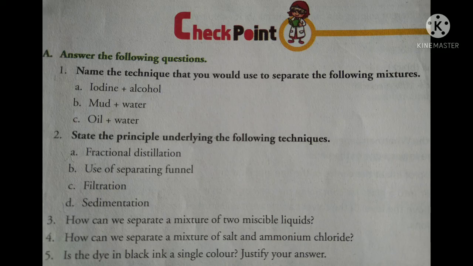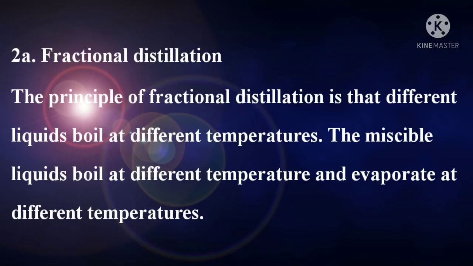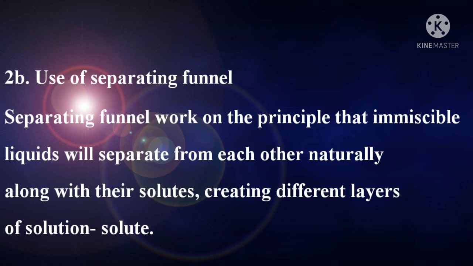Here we have to state the principle underlying the following techniques. So what is the principle? Number 2A, fractional distillation. Here the principle of fractional distillation is that different liquids boil at different temperatures. The miscible liquids boil at different temperatures and evaporate at different temperatures. Number 2B is use of a separating funnel. A separating funnel works on the principle that immiscible liquids will separate from each other naturally along with the solutes, creating different layers of solution and solute.